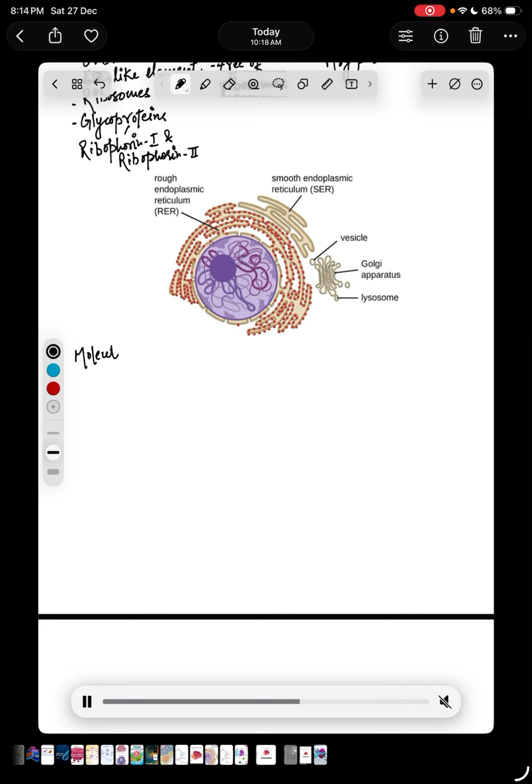Now looking at its molecular structure, the membrane of ER is composed of two layers of phospholipid molecules. Means it is also a bilayer of phospholipid molecules which is sandwiched by two layers of protein molecules, like other membranes in the cell.